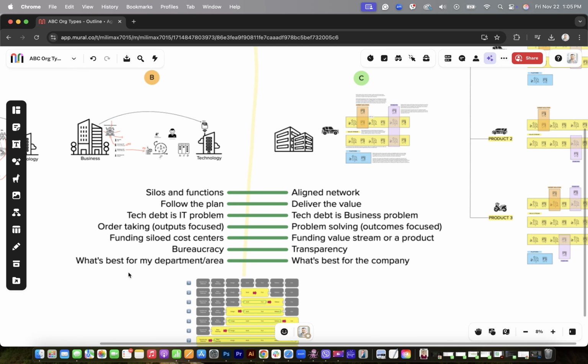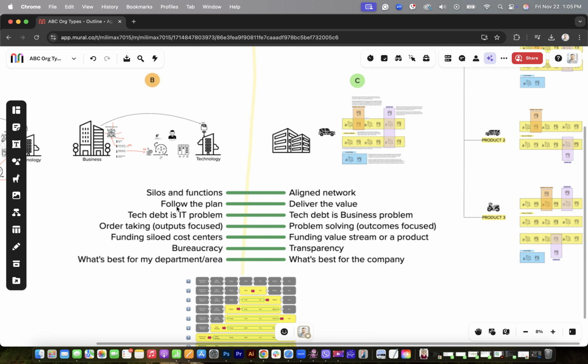Here I have what's usually on the left side versus what's on the right side. So silos and functions in A and B. You have more of a line network designed for flow and delivery of value. Generally in A and B, you follow the plan and execute based on the plan. Very focused on just get a plan and then execute based on fixed date, fixed scope, that type of stuff.